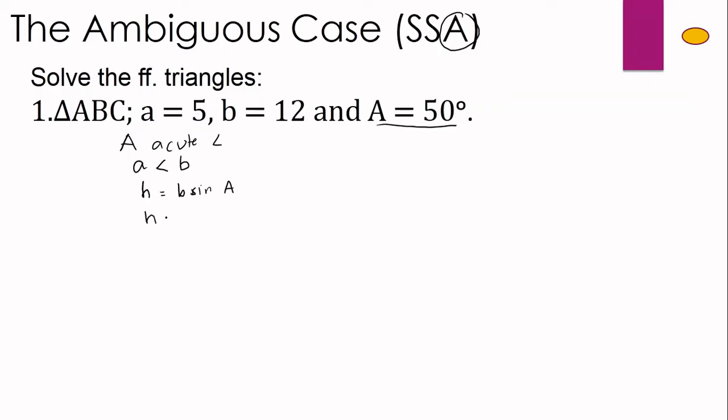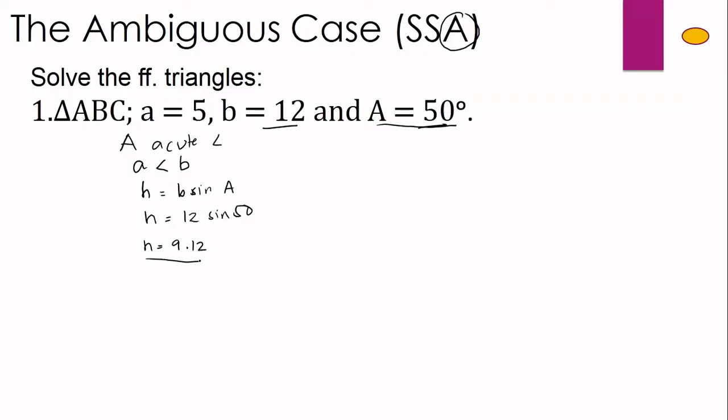To get the height, substituting the values, our B is 12. So we have 12. Where did we get 12? Here. So we have 12 sine of our angle A. Angle A is 50. So we have 12 sine 50. You will just use the calculator. Just press 12 sine 50. And what will be the value of H? Approximately, the height is 9.12.